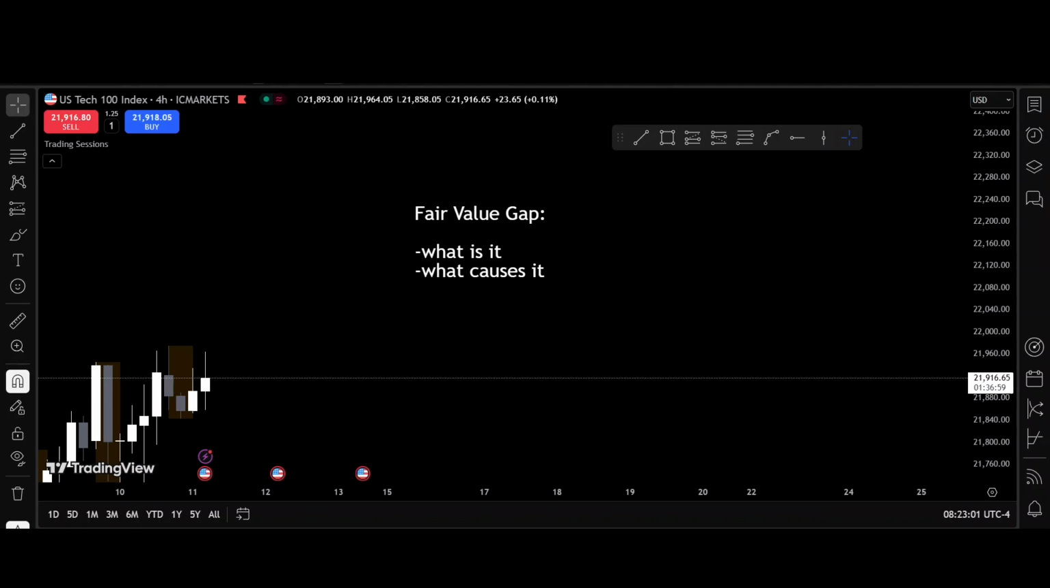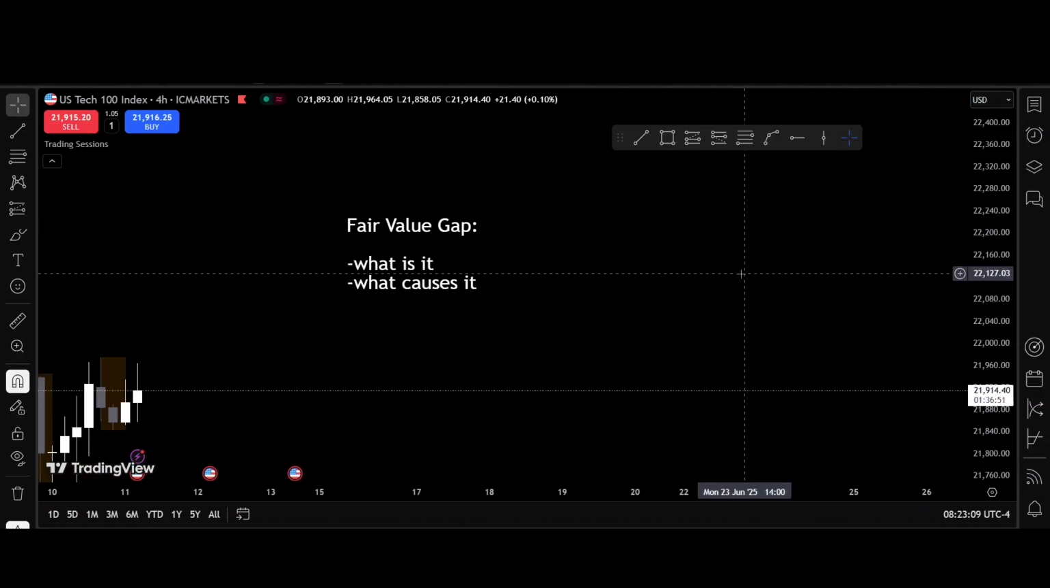This is a powerful concept used by smart money, I guess. No, I do not trade smart money concept. Stop saying that.